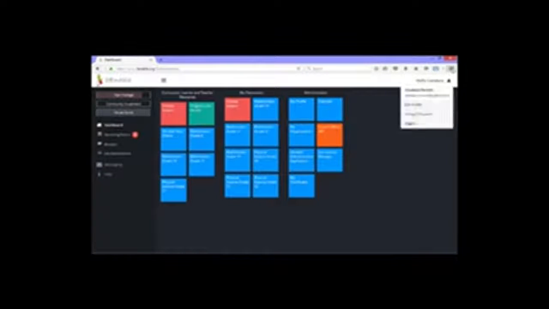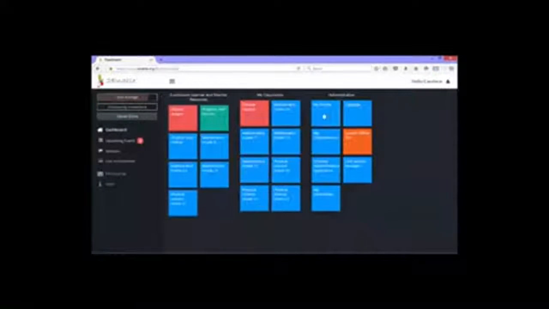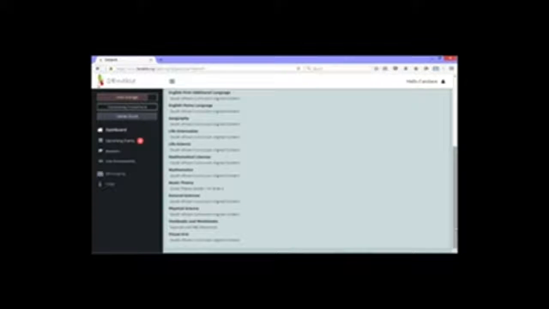And what you will get to is a dashboard that looks like this. I'm just going to make it a bit bigger so you can see it. You don't have to worry about my classrooms and administration. The thing that you need to worry about is the stuff on the left-hand side here, which is curriculum, learner and teacher resources. And you get to choose a subject. So you can click the red button, choose a subject, and you will see all the subjects. You can choose to join all the other subjects as well if you want to.